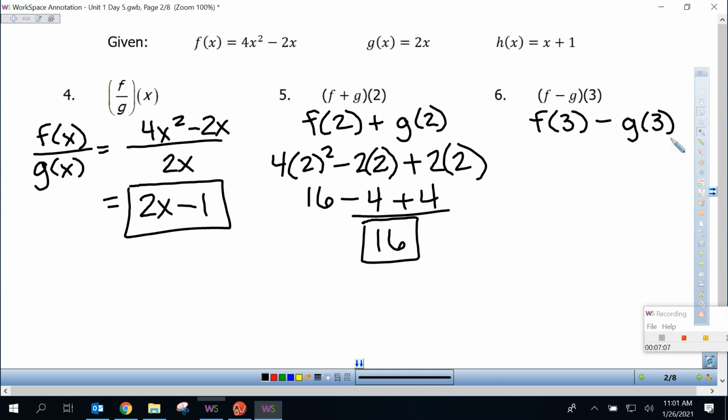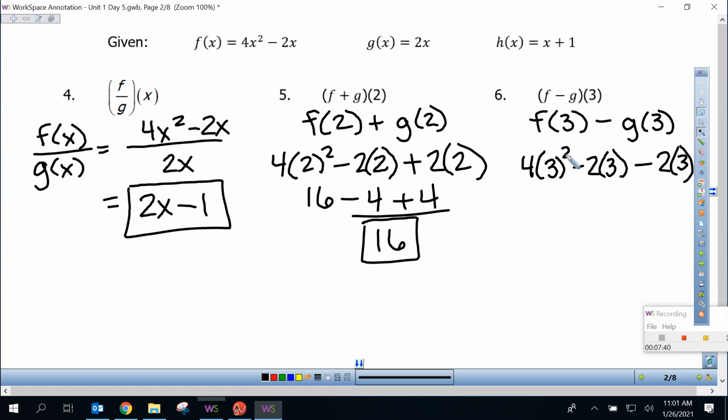So we need to go to f's equation and replace those x's with what value? 3. So this would be 4 times 3 squared minus 2 times 3 minus. Now for g of 3, go to g's equation, and what do I substitute in for this x? 3. So we need to do 2 times 3.